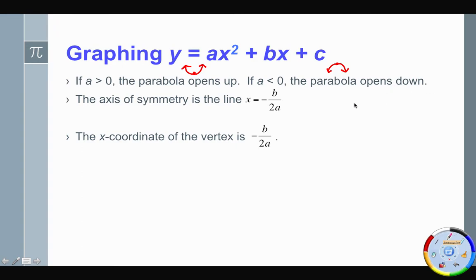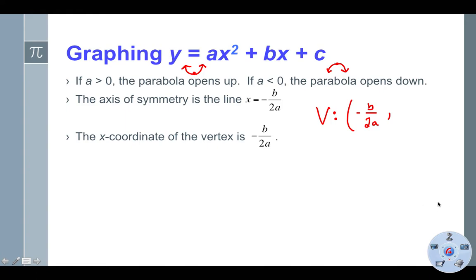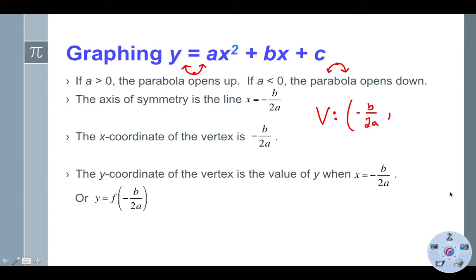So if we start writing a vertex, we're going to fill in the vertex here. So the x-coordinate is the opposite of b all over 2a, comma. Well, the y-coordinate has to come from the x-coordinate. So we need to plug that value in to our function.